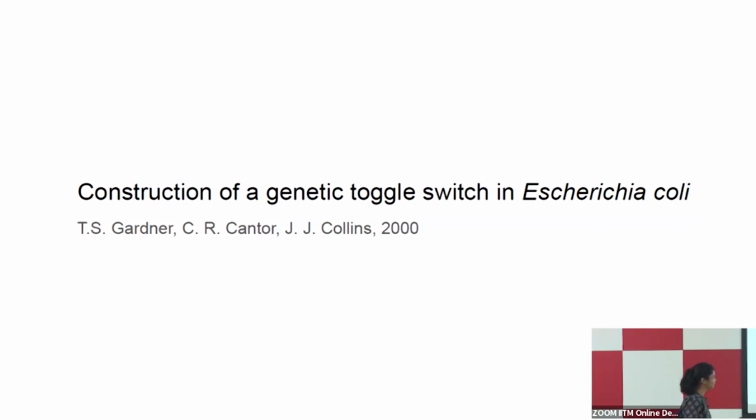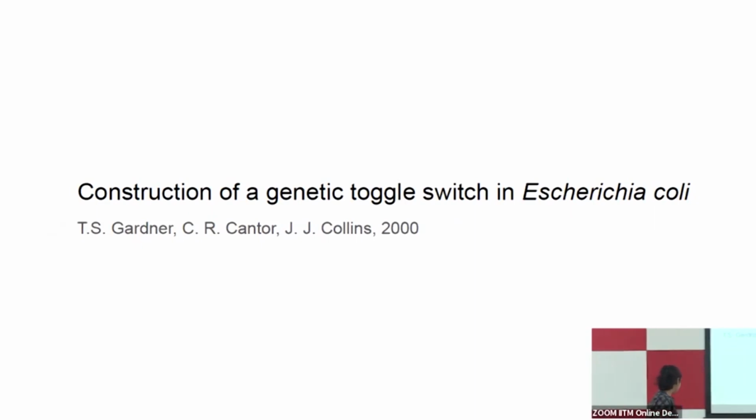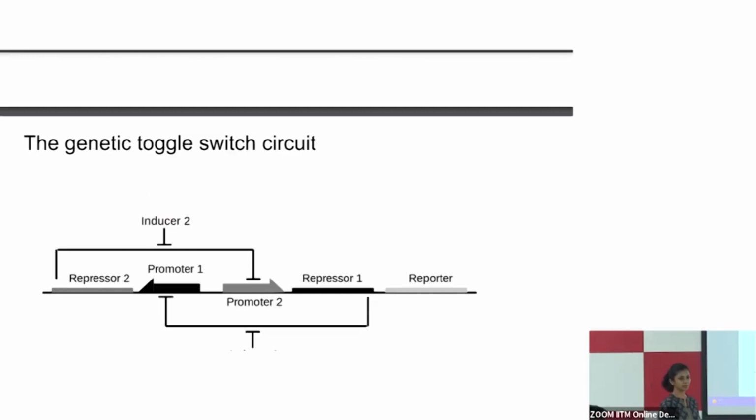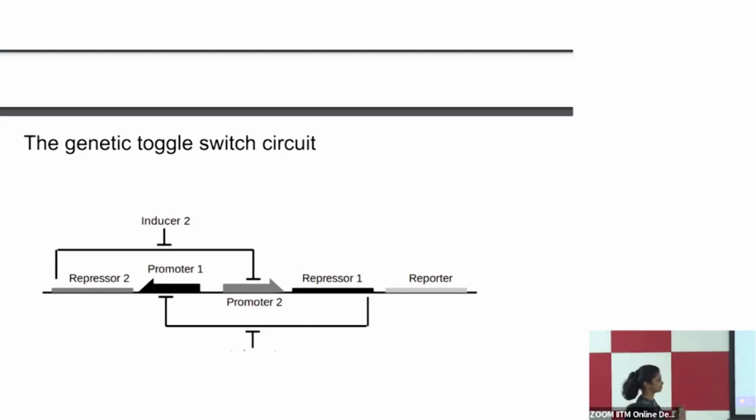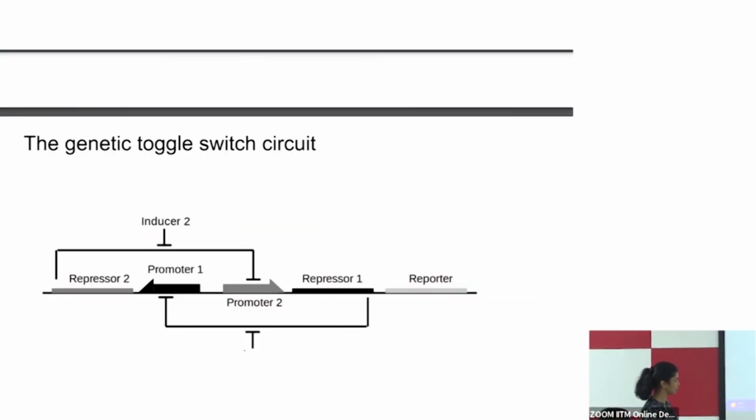So I think this was published at the same time as the repressilator paper in Nature, and was probably the second paper on a synthetically designed circuit using biological components. In this paper, they have reported the design of a genetic toggle switch, which consists of two inducers which act on two promoters. The two promoters mutually repress each other. And then we have a reporter, which is a GFP, to tell us about the state of the system.